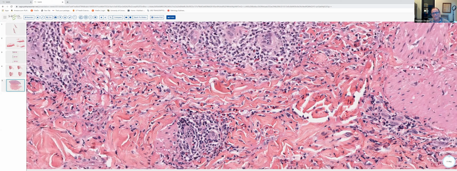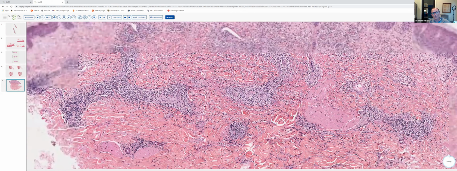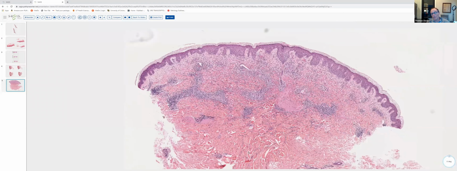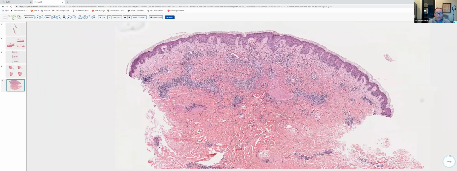And if one sees a superficial or superficial and deep perivascular and interstitial infiltrate with lymphocytes and eosinophils, and there are a lot of eosinophils between collagen bundles, one always needs to consider the possibility of a response to an arthropod assault or an infestation such as scabies or possibly some type of infestation caused by another environmental mite. So this is pretty characteristic of a response to an arthropod assault.